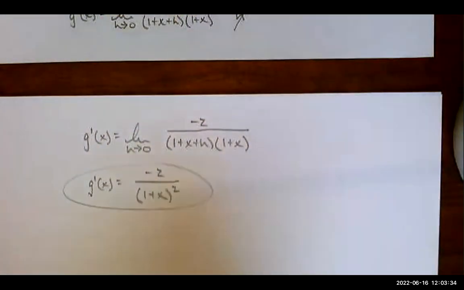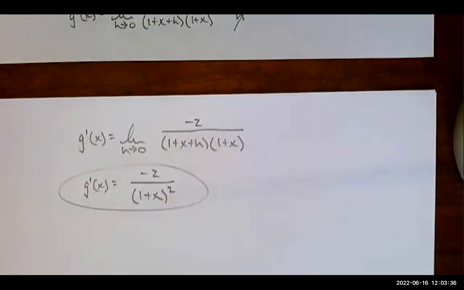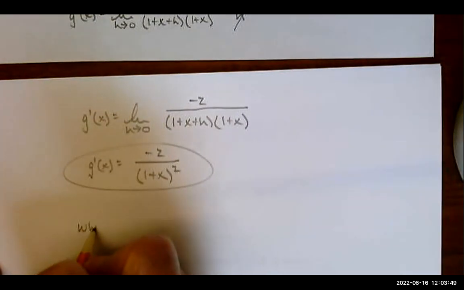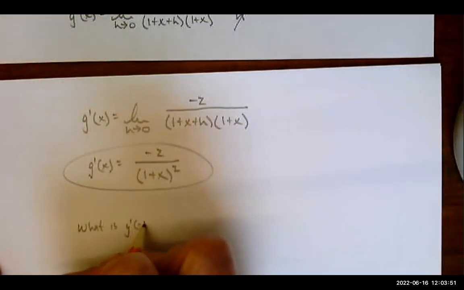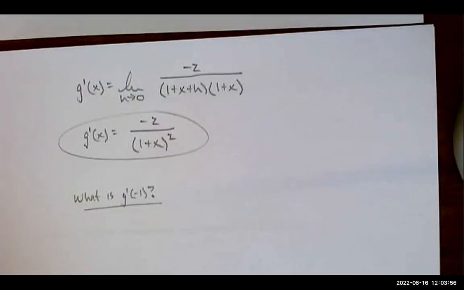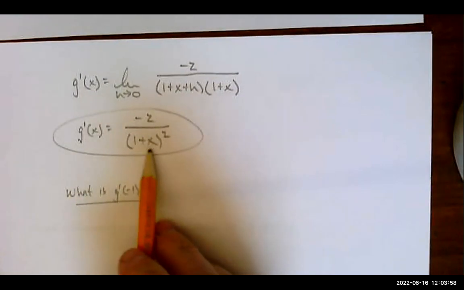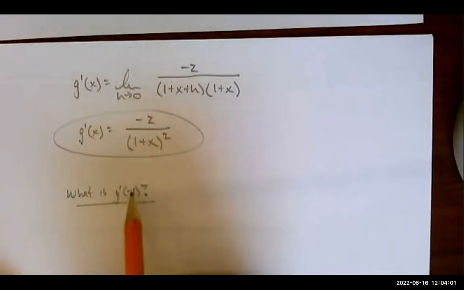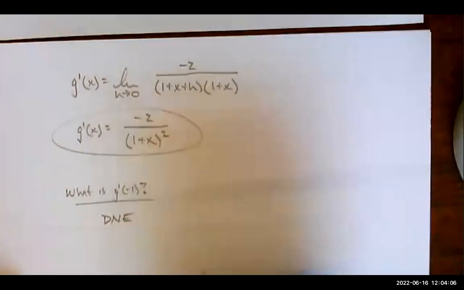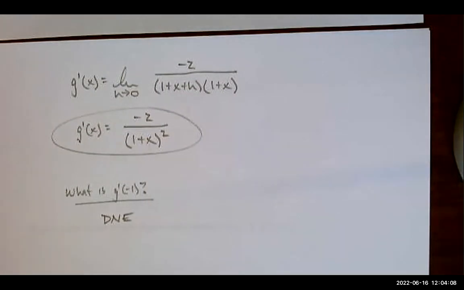Of course, same idea here. We could plug in any value of x and figure out the slope of the tangent line there. There is one value of x here that's noteworthy. What about x equals negative 1? If you tried to find g prime of negative 1, any other x value is going to be fine. You'll get a number, but at negative 1, you're going to get negative 2 over 0. So that's a DNE. That derivative would not exist.